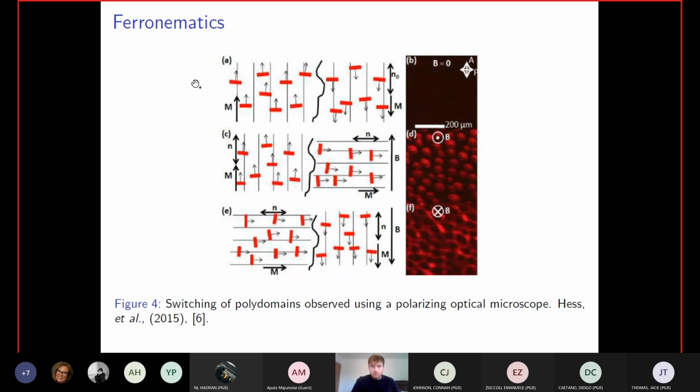As I said before, in conventional nematics, the switching can be done with an applied electric field, whereas in ferronematics we can now use a magnetic field. With no applied magnetic field to begin with, we observe this sample. If we then turn the magnetic field on, so it's coming out of the slide, we switch to this polydomain sample. And then if we apply the magnetic field into the slide, we switch to this polydomain as well.